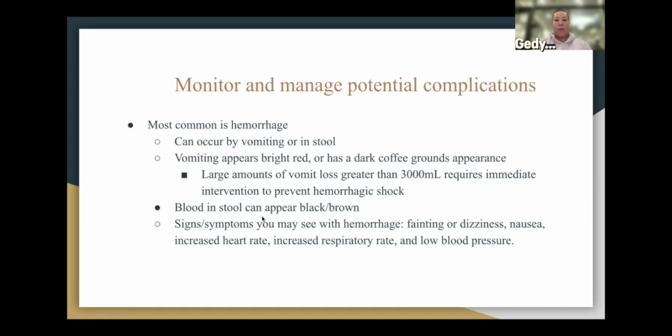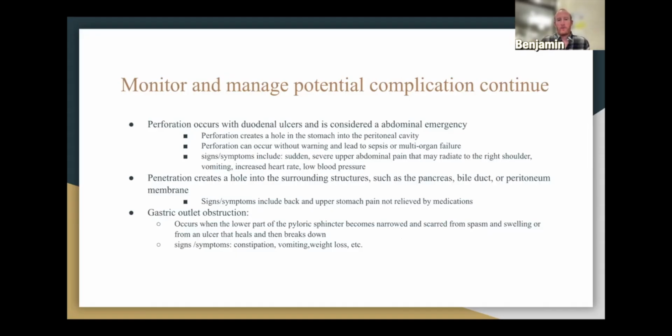Monitor and manage potential complications. The most common complication is hemorrhage. This can occur with vomiting or in the stool. The vomit can appear bright red or have a dark coffee ground appearance. Large amounts of vomit loss greater than 3,000 ml requires immediate intervention to prevent hemorrhagic shock. Blood in stool can appear black or brown. Some signs and symptoms that may accompany hemorrhage are fainting or dizziness, nausea, increased heart rate, increased respiratory rate, and low blood pressure.